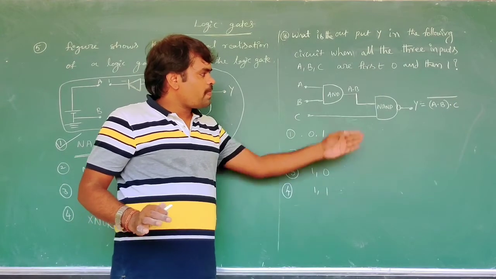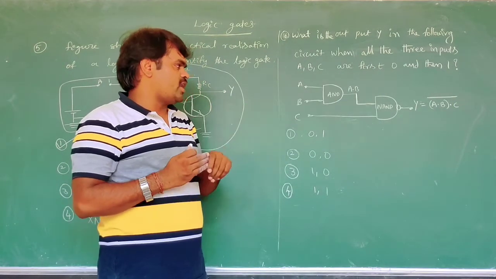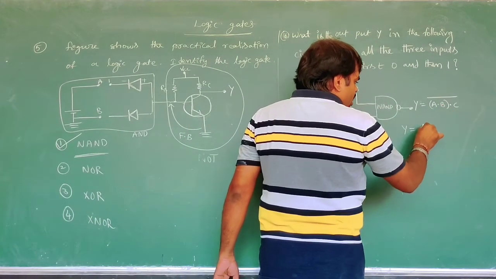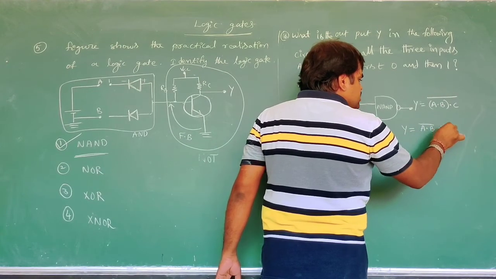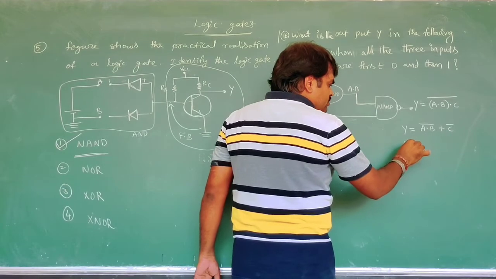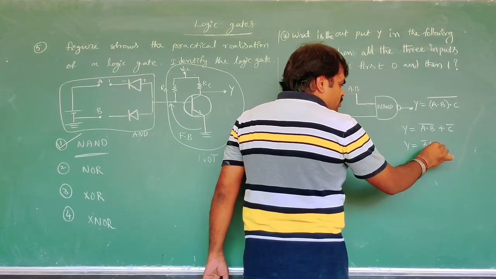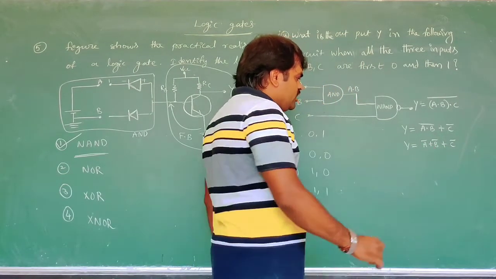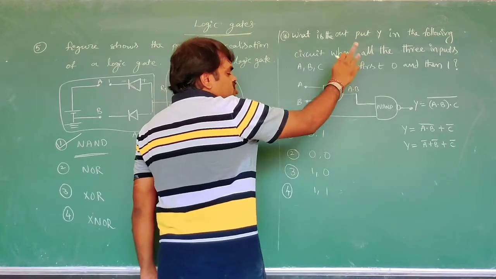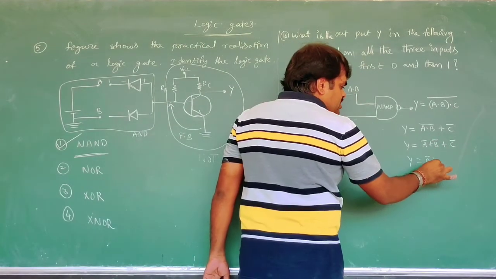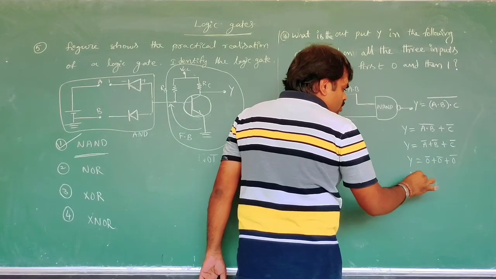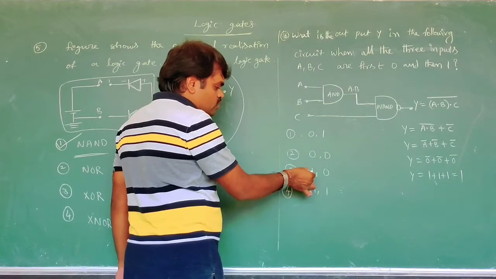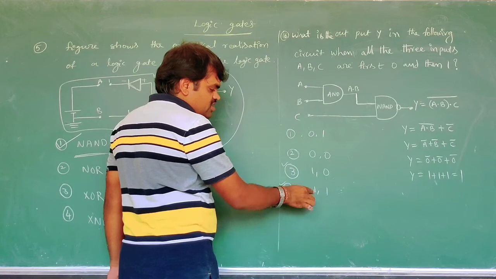This is about the NAND given circuit operation. Now here Y is equal to, we are splitting the bar, A dot B bar plus C bar. This also we are splitting, A bar plus B bar plus C bar, by using De Morgan's law. Now first, all inputs are 0. 0 bar plus 0 bar plus 0 bar, 0 bar is 1, so 1 plus 1 plus 1. It belongs to 1. In the first option 1 is there.